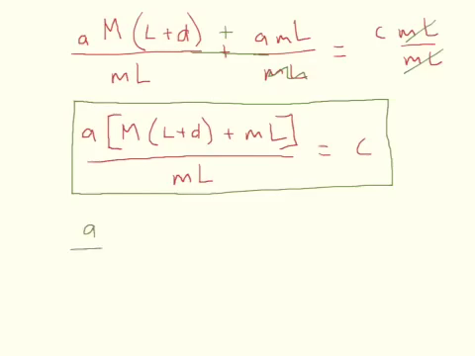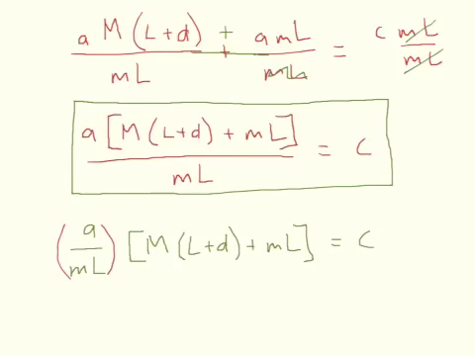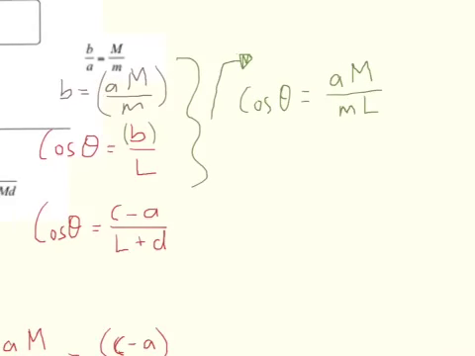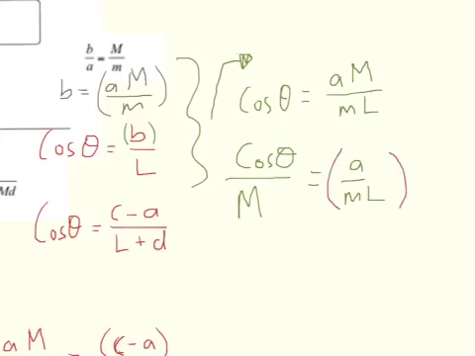So we're going to take a over ml, this is rewriting the equation above, times capital M L plus D plus ml equals C, and we're going to take this part here, a over ml, and substitute in, back up here, cos theta over M, because you can rearrange this whole thing here to be cos theta over capital M equals a over ml. So that is now being put in there.